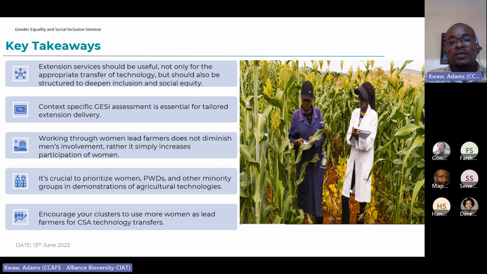And therefore, if there's an opportunity to work through more women, we should prioritize that to deliver our extensions. And on the basis of this experience, we want to encourage all clusters henceforth to use more women as lead farmers for CSA technology transfers. Thank you.